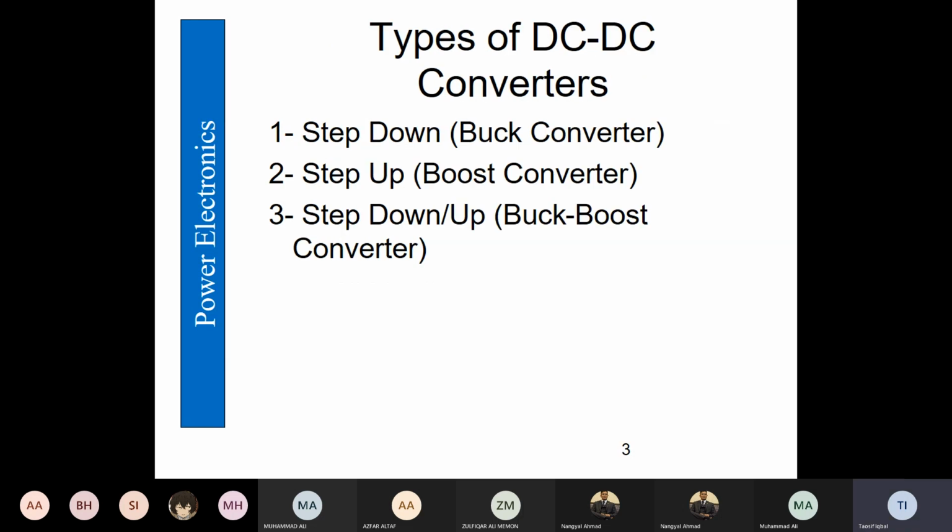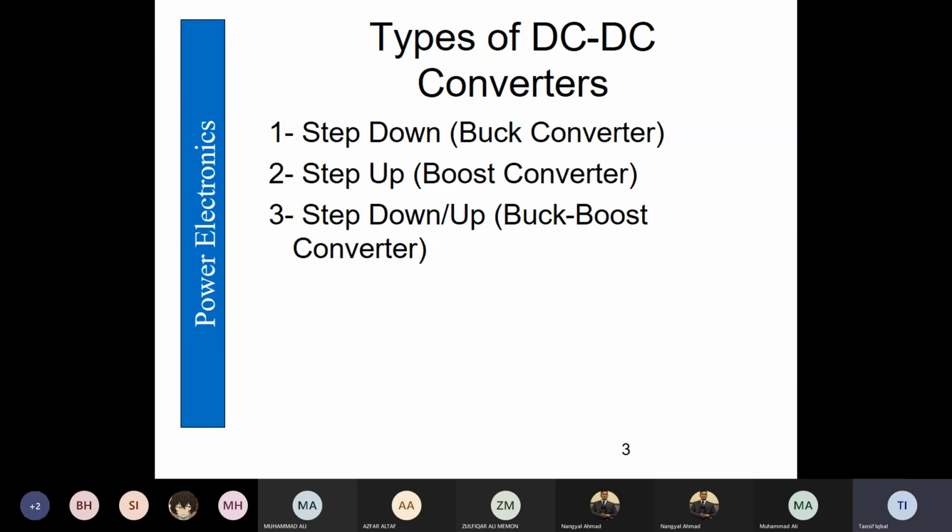So these are the basic DC to DC converters that we are going to discuss first, and that is the step down, step up, and then we have a converter that can do both step down and step up at the same time, just without changing the circuit, just changing the duty cycle. By changing the duty cycle, buck boost converter can step down and step up. One of the conditions can be set using the duty cycle.